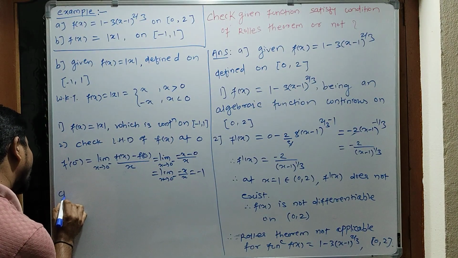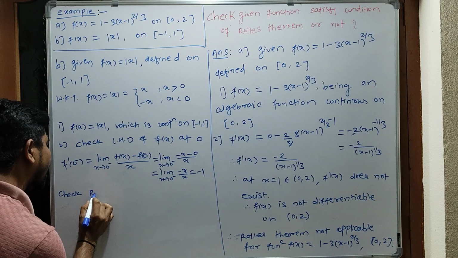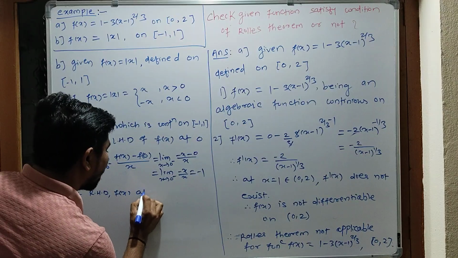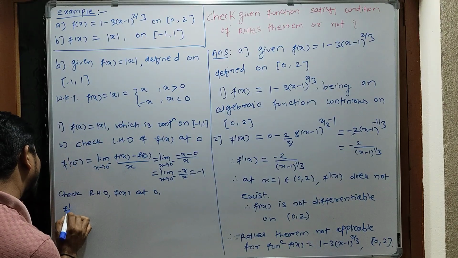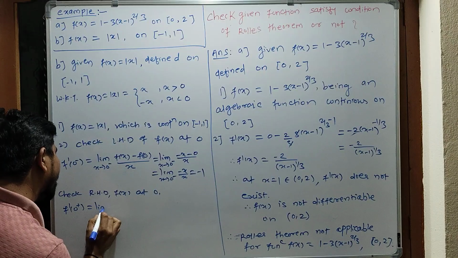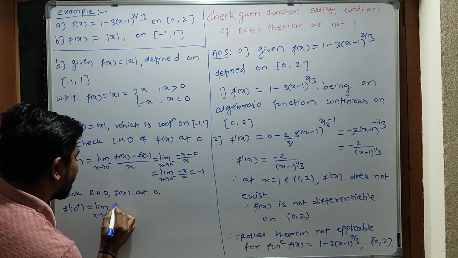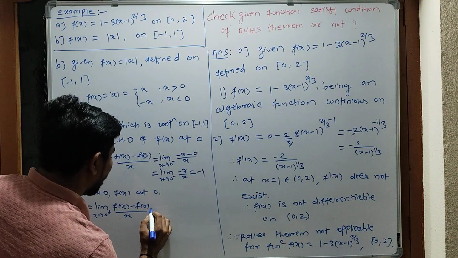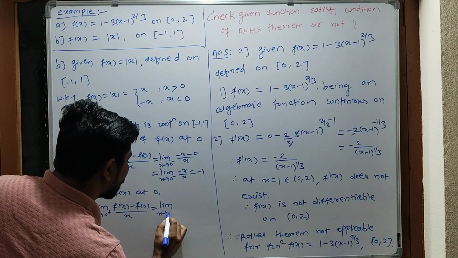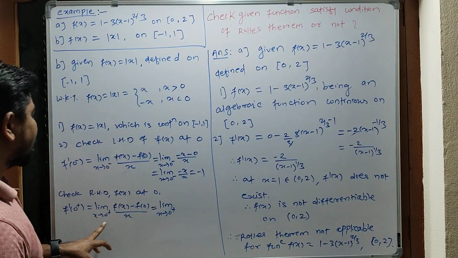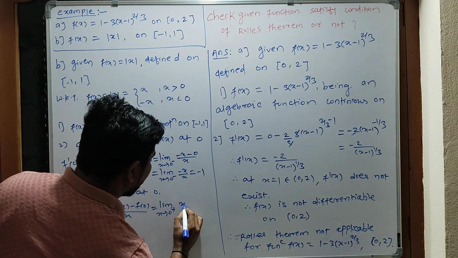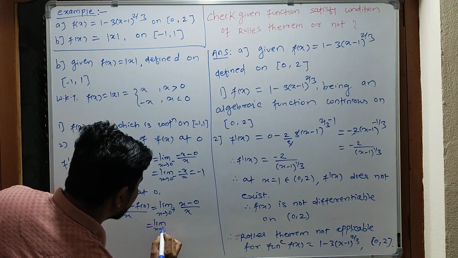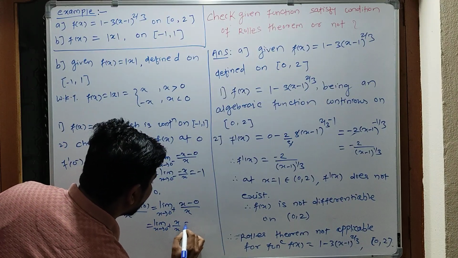Now check the right hand derivative of f of x at 0, that is f dash of 0 plus, which is equal to limit x tends to 0 plus of f of x minus f of 0 divided by x minus 0. Here when x tends to 0 plus, f of x is x, f of 0 is 0, divided by x, which is equal to limit x tends to 0 plus of x by x, which is equal to 1.